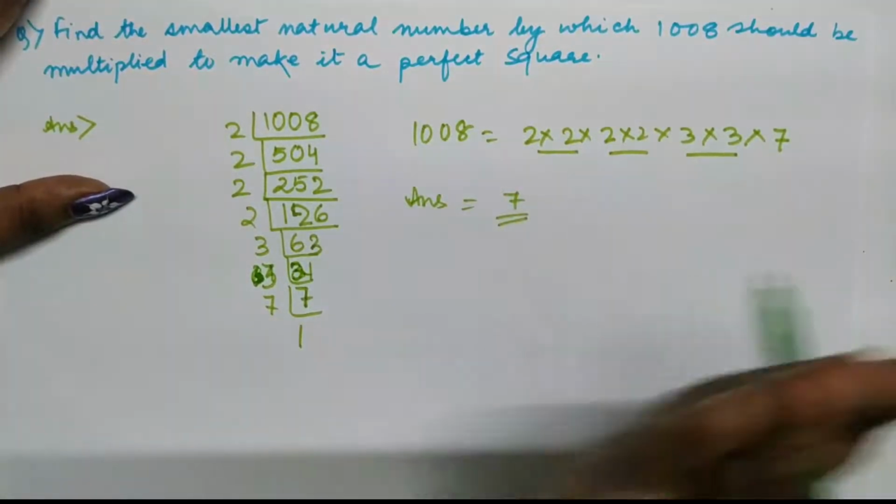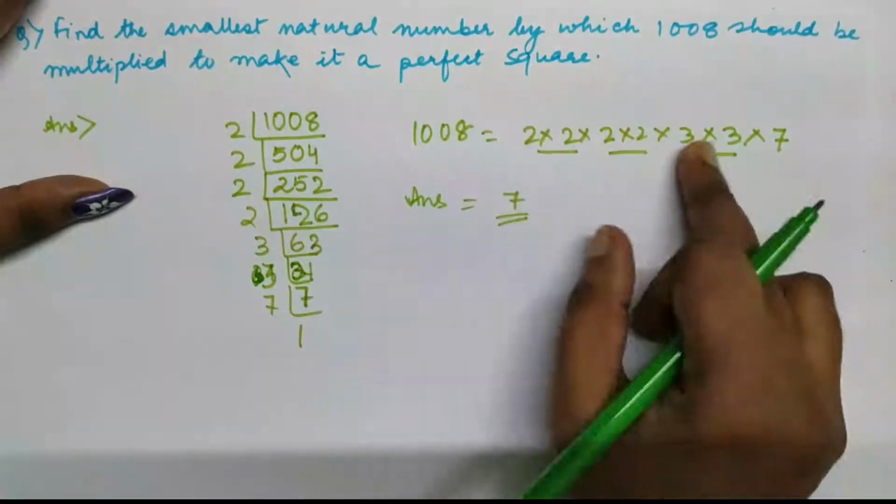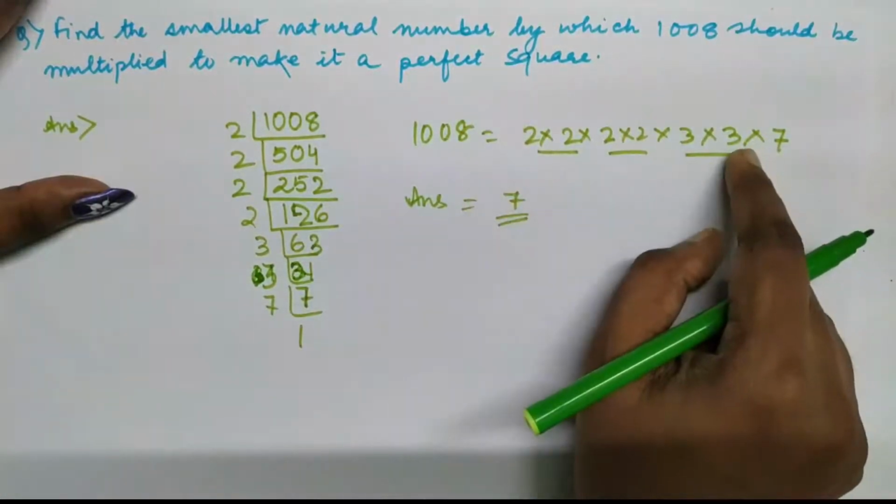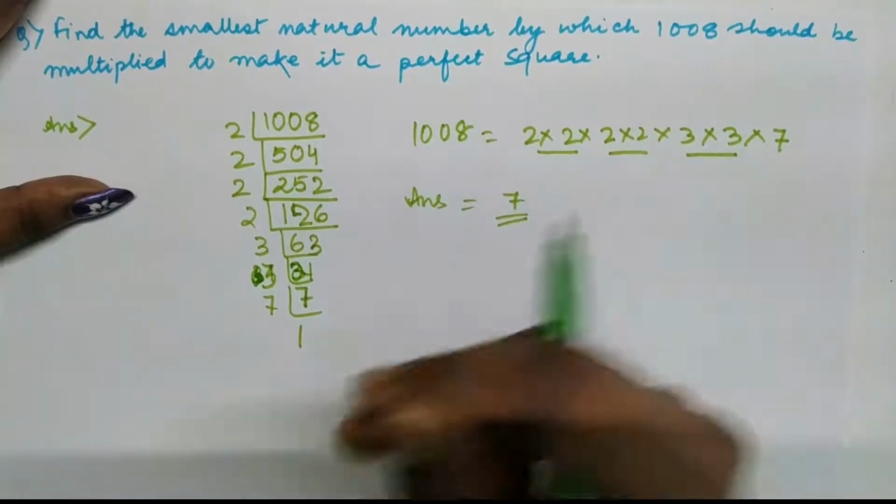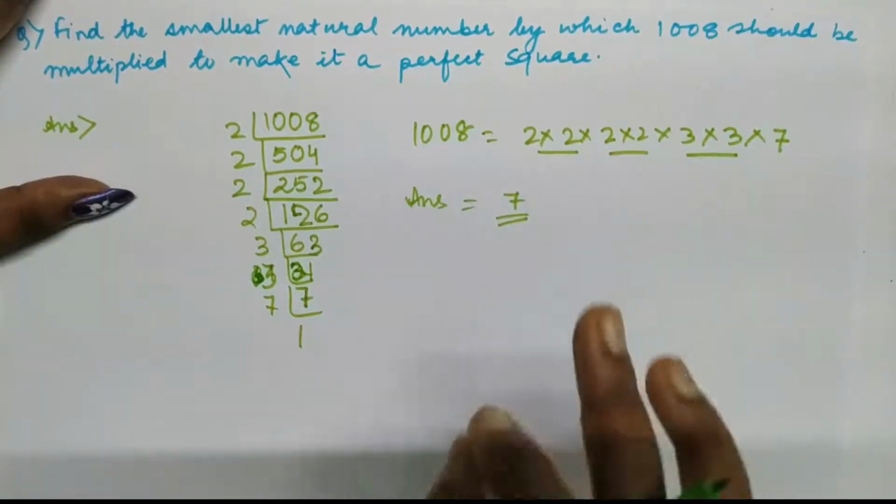Similarly, you can be asked which number has to be divided. So whichever number is not having a pair, that can be divided or that can be multiplied to make the number a perfect square.